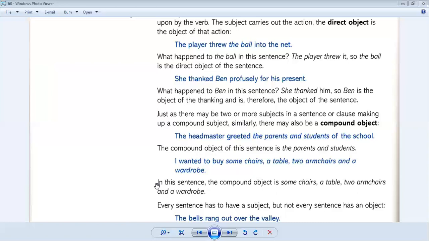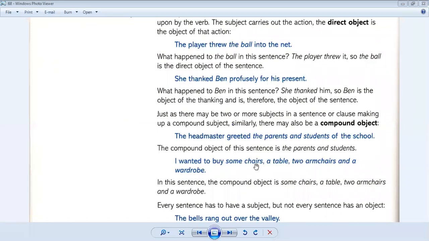We did it. I wanted to buy some chairs, a table, 2 armchairs, and a wardrobe. In this sentence, let's try to find where is the subject and verb and these things. I is the subject. Wanted, that's the main verb. To, that's a preposition. By, you can say, is also a prepositional phrase.